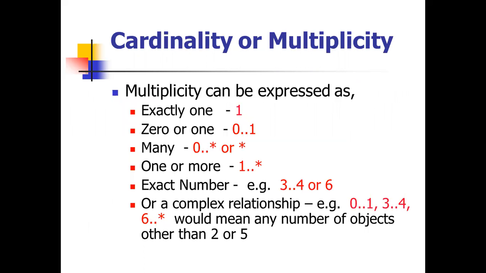We have seen cardinality or multiplicity. Multiplicity can be expressed as exactly one, then 0 or 1. You can see here how to represent that multiplicity. Then many means 0 to many, or directly the star or asterisk sign. Then one or more. We can also give an exact number for the multiplicity, or a complex relationship, like 0 to 1, 3 to 4, 6 to many onwards. So this is multiplicity for association.